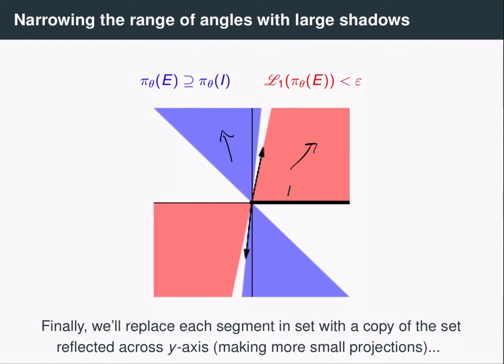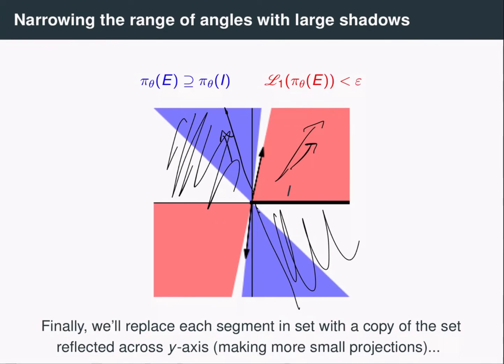So now what I'm going to do is take each interval in E and replace it with a copy of the set E, but a reflected copy across the y-axis. So now I'm going to replace it with sets for which the projection diagram here is the opposite, just reflected across the y-axis. And so if I replace each one of these segments with that copy, what that will do is force the projection to be small, not just in these red directions, but also in the red region when reflected over here. Okay, and same thing down here.